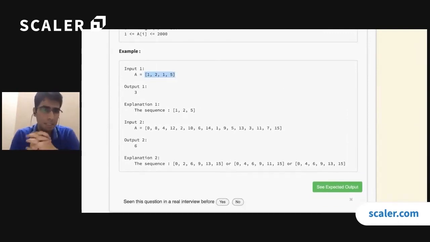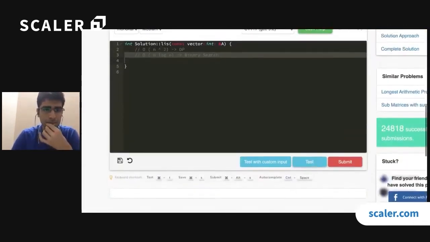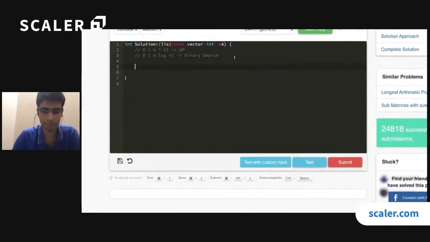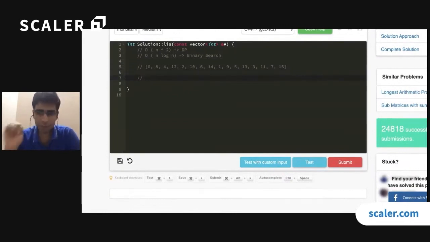Let me actually rewrite this array again. Now at every iteration, I will try to see if I can include that particular element in my longest increasing subsequence. Let us see how we can do that.